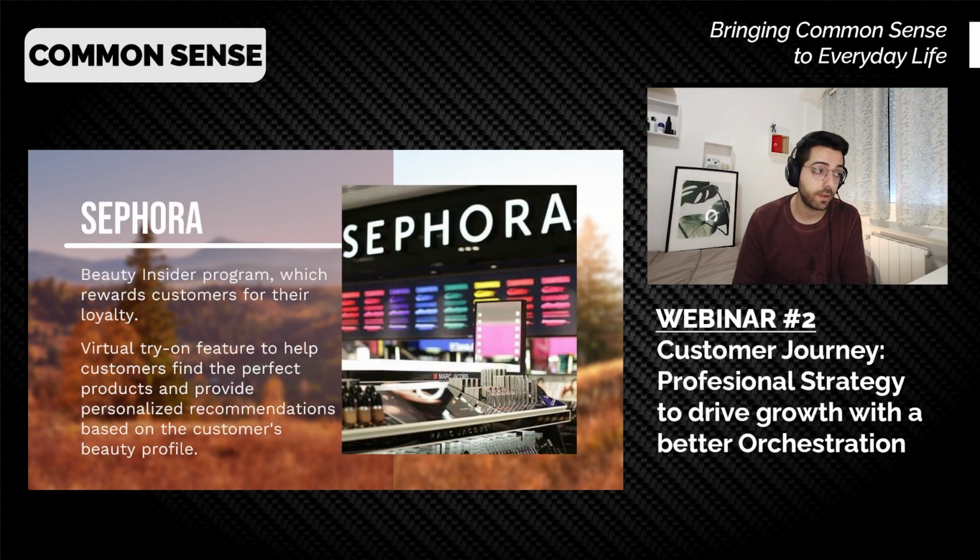Sephora, the beauty company, launched a program where you can gain rewards by showing loyalty. The more purchases you make, the more rewards you can obtain from Sephora. And then they developed a virtual try-on feature where you can see and find the perfect product, personalized based on recommendations, based on the beauty profile that you gave the company. Okay. What else?